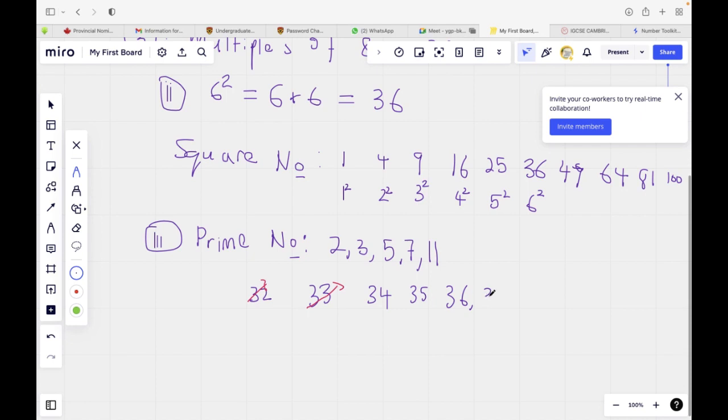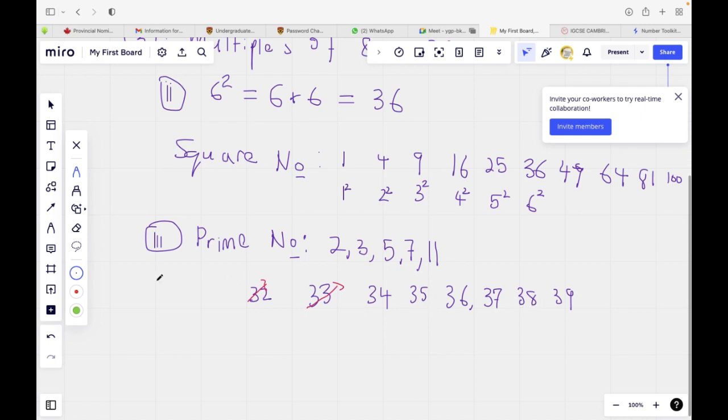37 is a prime number. We said 37 is a prime number. Why? Because there's no other number that can divide 37. 3 cannot divide it, 9 cannot divide it. It's only 1 and itself. So 38 is not. 2 can go into 38, so 38 is not. 39 is not, because 3 can divide 39. 3 can go into 39, so 39 is not a prime number.